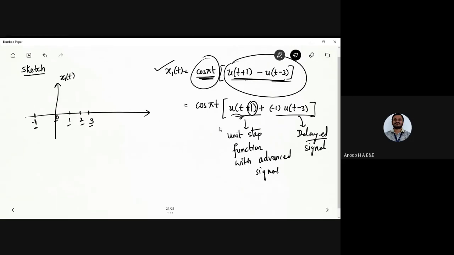Okay, so let me keep on giving the values, right? At t equal to 0, you are going to have cos 0, that is 1. Next at t equal to 1, cos pi. Okay, what's the value of cos pi? Anyone? Shashank Gowda, what's the value of cos pi? 0. Exactly. So you have minus 1.